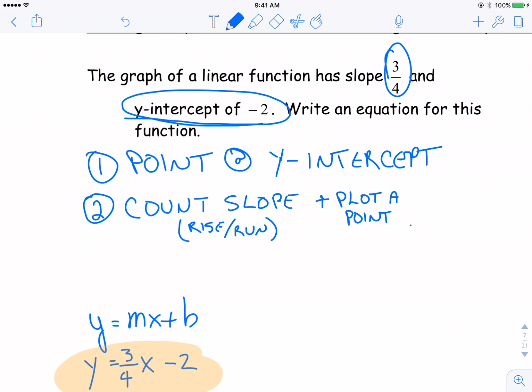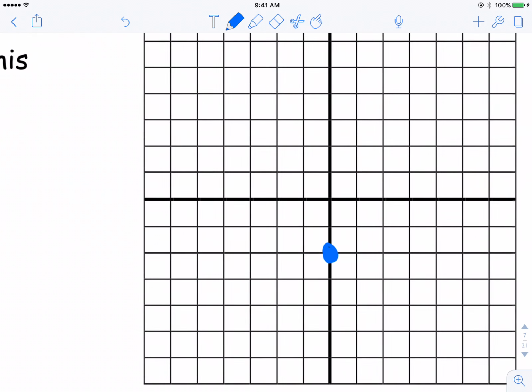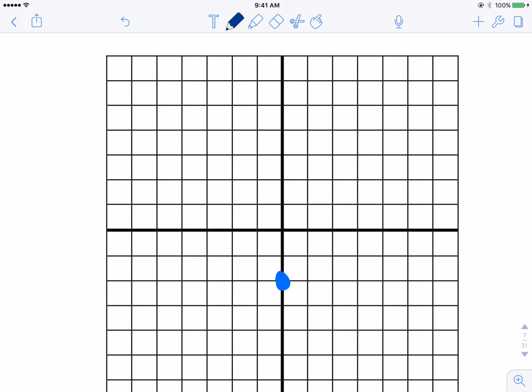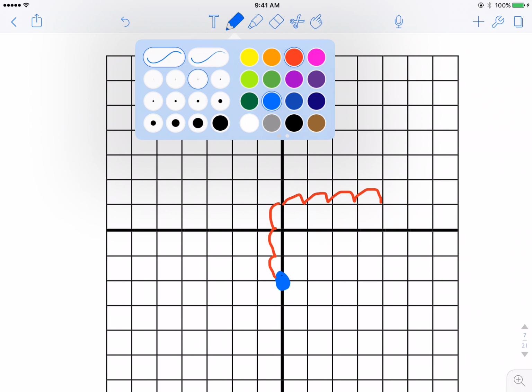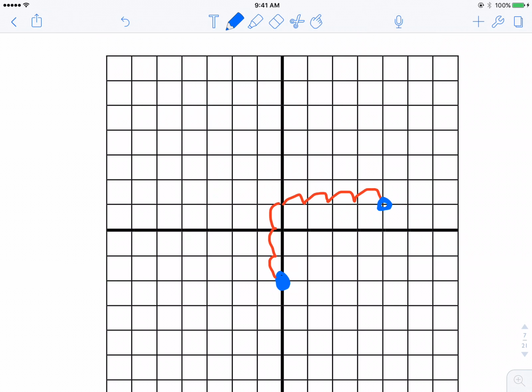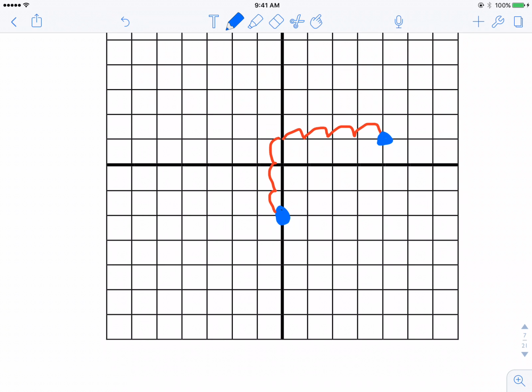So I know my slope is 3 over 4. So from this y-intercept of -2, I count my slope, 3 over 4. I go up 3, 1, 2, 3, and I go over 4. 1, 2, 3, 4. And at that point, I have a second point. And then I would very simply go, hey, you know what? That is my line. Done.